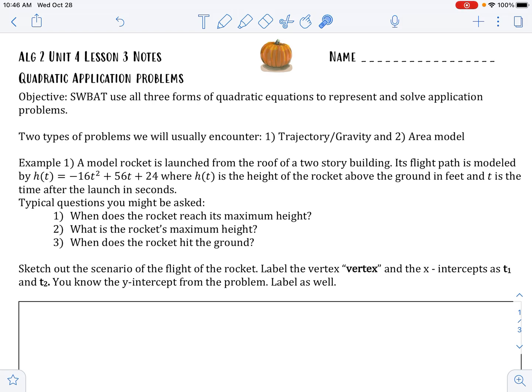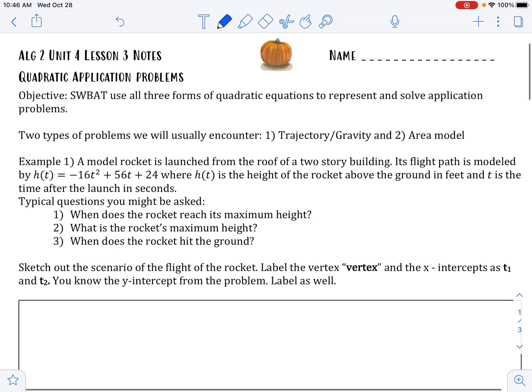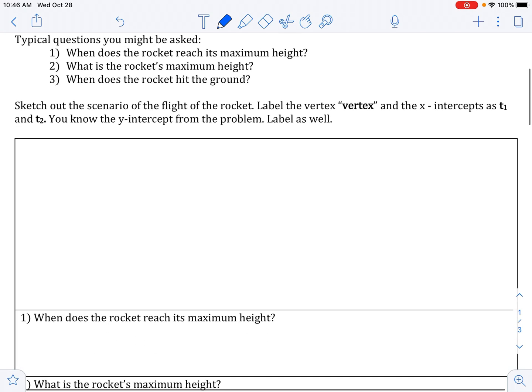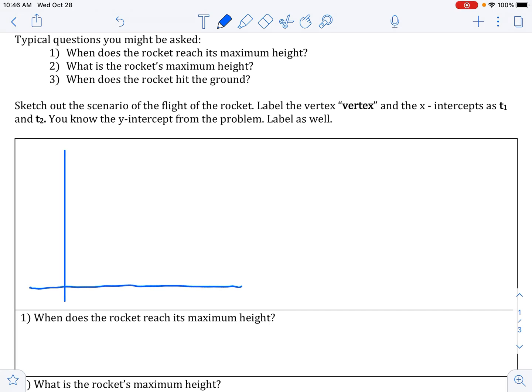Some typical questions that we might be asked: when does the rocket reach its maximum height? What is the rocket's maximum height? And also, when does the rocket hit the ground? So for every problem that you do, we want you to sketch out a possible graph that would represent the problem that you're given. So I'm going to make a set of axes where my y-axis is kind of to the left and my x-axis is low.